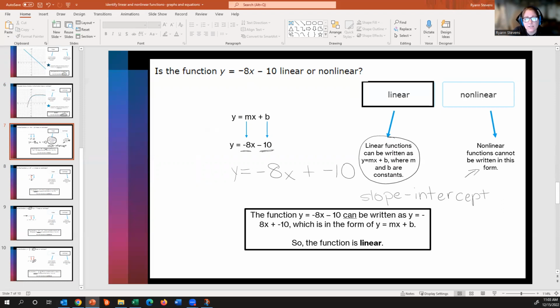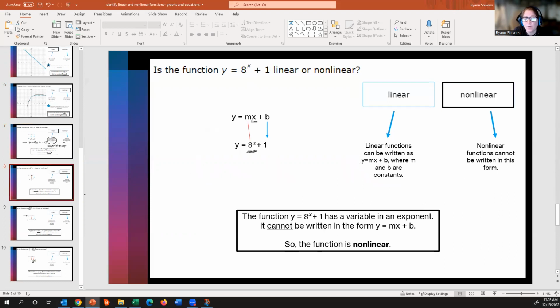So in this case, the equation we have is y equals negative 8x minus 10. So we have y equals negative 8x. This negative 8 is in the place for our m. This negative 10, even though it's not plus b, we can rewrite as y equals negative 8x plus a negative 10. These are the same equation. So since this can be written in the form of y equals mx plus b, we would say that this is an example of a linear function.